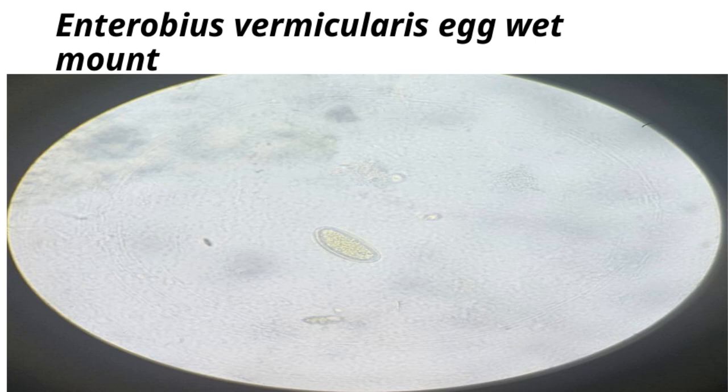The key points here are the egg's shape, size, and surface features, which help differentiate it from other parasitic eggs. Recognizing these features is essential for accurate diagnosis. Remember, identifying the eggs confirms the presence of the parasite, guiding effective treatment. Overall, this slide highlights how microscopic examination, like the wet mount, is a vital tool in parasitology. It connects directly to our broader theme of diagnosis, using simple, yet precise methods to identify infections accurately.